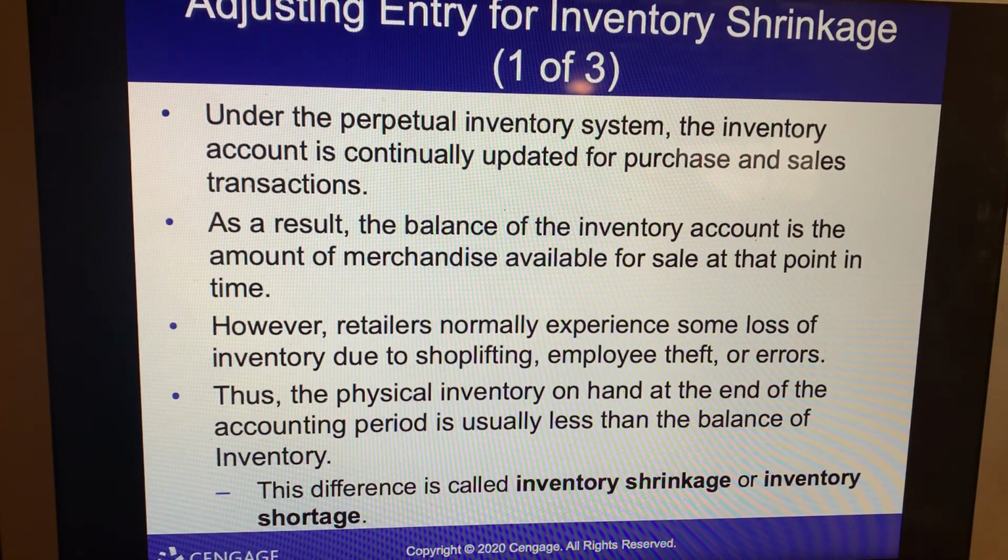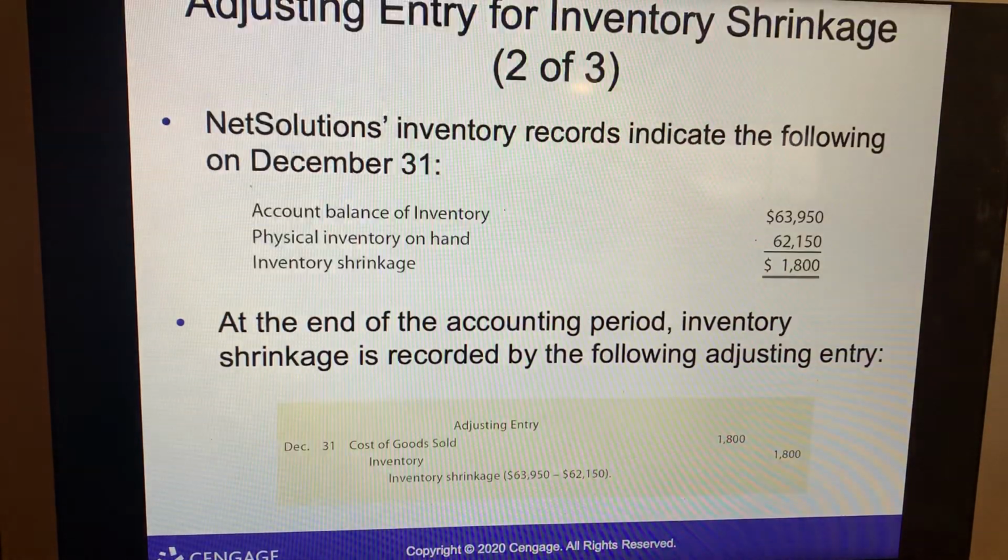Adjusting inventory for shrinkage, that means things like theft, loss, and so on. Under the perpetual system, the inventory count is continually updated for purchase and sales transactions. As a result, the balance of inventory is the amount of merchandise available for sale at that point in time. However, retailers normally experience some loss of inventory due to shoplifting, employee theft, or errors. Thus, the physical inventory on hand at the end of the counting period is usually less than the balance of inventory. This difference is called inventory shrinkage or inventory shortage.